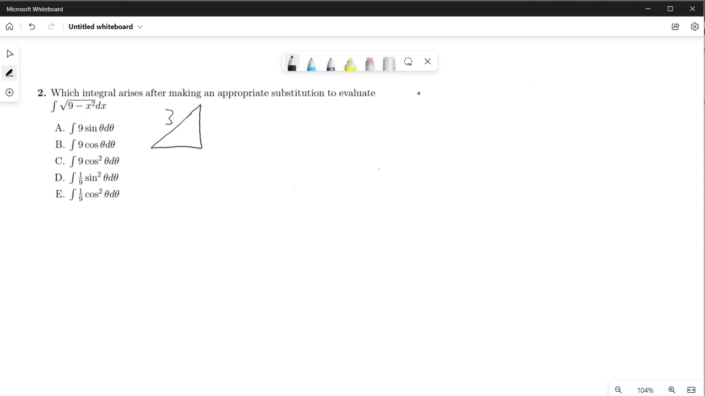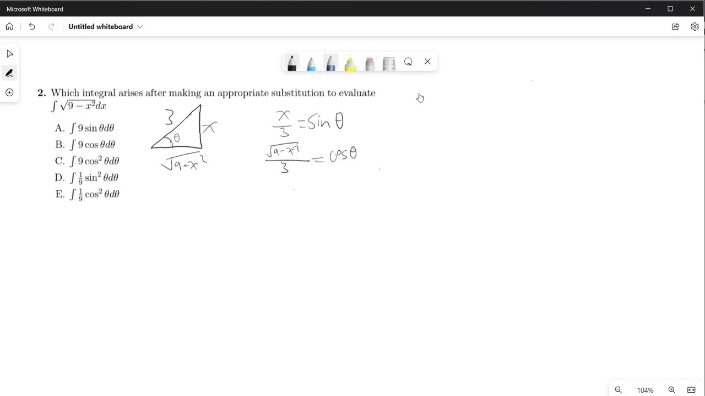3 squared is 9, and then the last side will be just the square root of 9 minus x squared, and then we can say this angle is theta. And then we have x over 3 will be sine theta, whereas the square root over 3 would just be cosine theta.